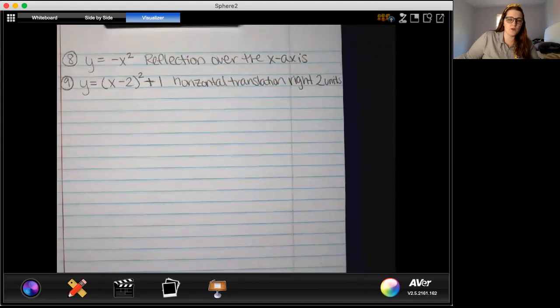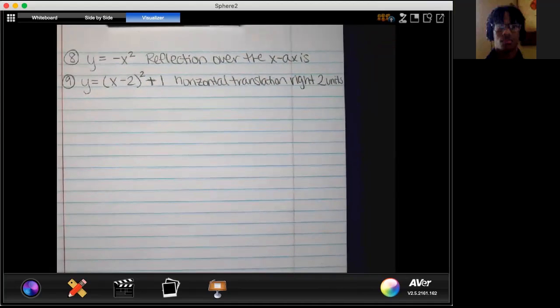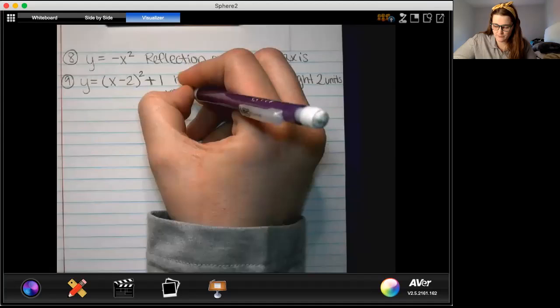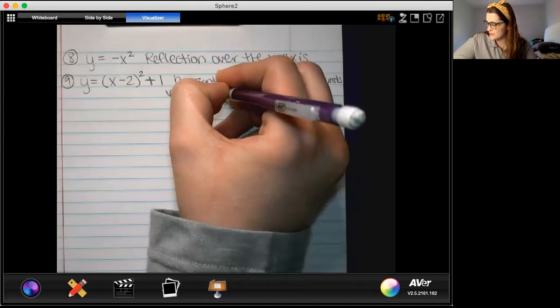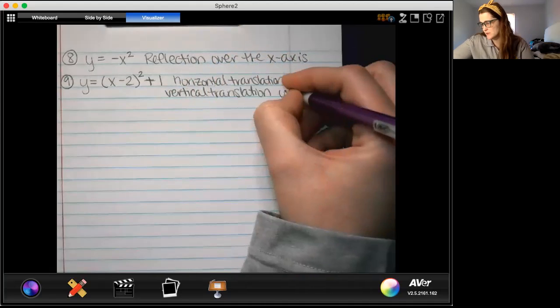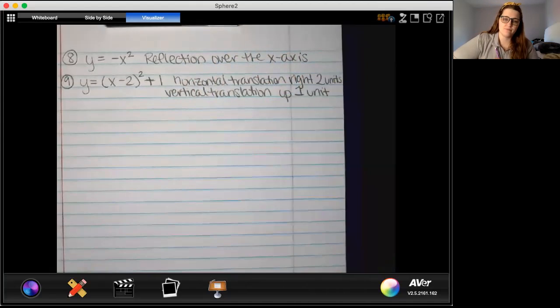Okay, so one of them is horizontal translation, right 2 units. And the other one is a vertical translation up 1 unit. Correct. Vertical translation up 1 unit. Okay, anything else?